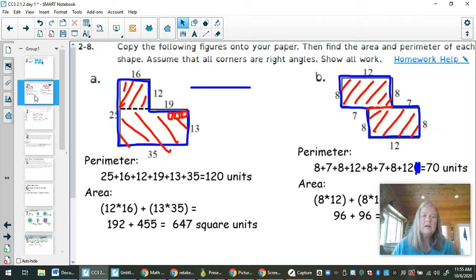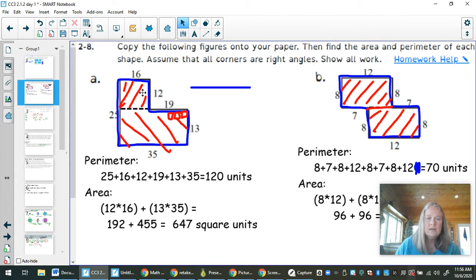Second problem was number 8. And number 8, you had to find the perimeter of the shapes. So you just add up all the side lengths going around the shape. You get 120 units for the perimeter. And on letter B, you add up all the side lengths over here. You get 70 units.